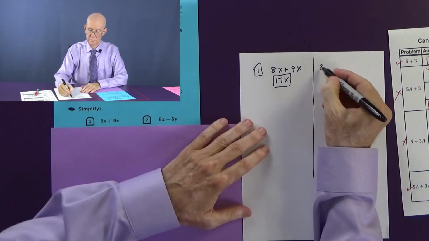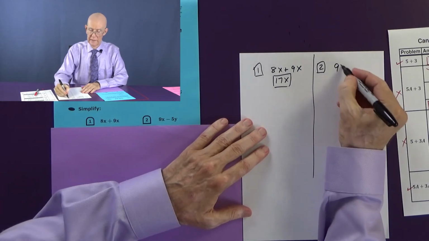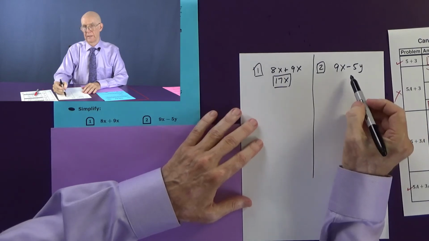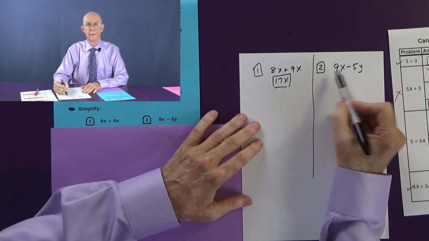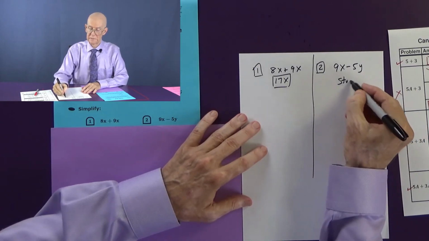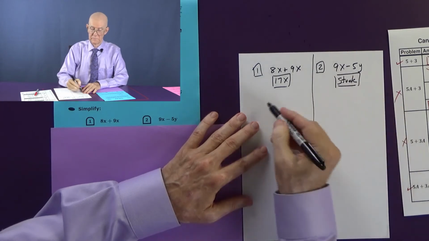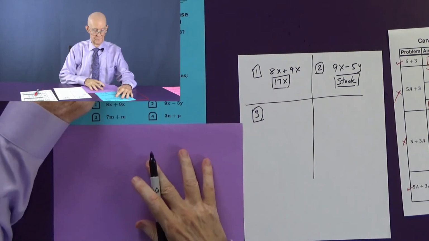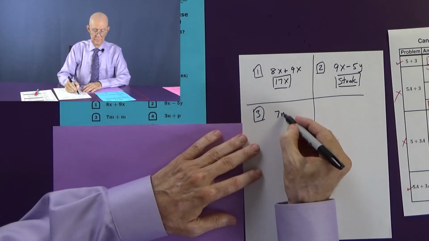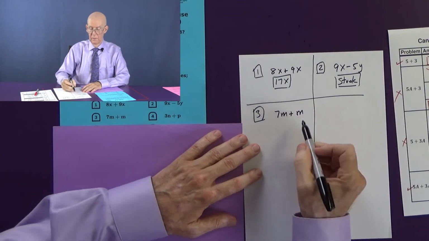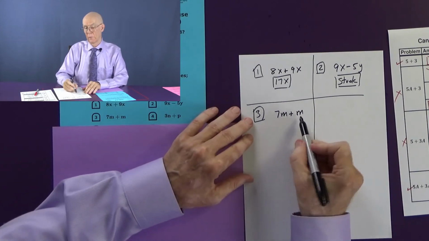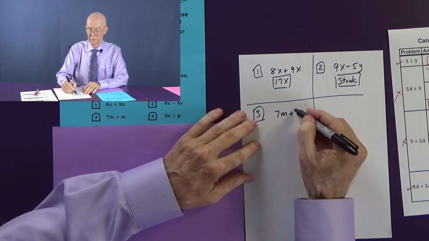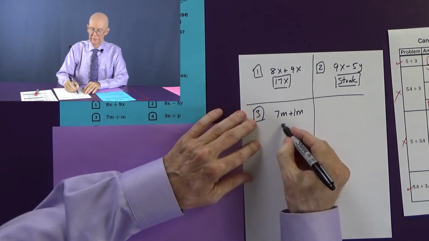Number 2, I have 9x minus 5y. I could put a plus in front of the negative sign, but I'm not going to bother because I can see already the letters don't match, so I'm stuck. Number 3, 7m plus m. Well, the letters match, that's good. But what am I adding? 7 plus what? Not 7 plus 0, 7 plus 1. There's an invisible 1 there. So this is 8m.